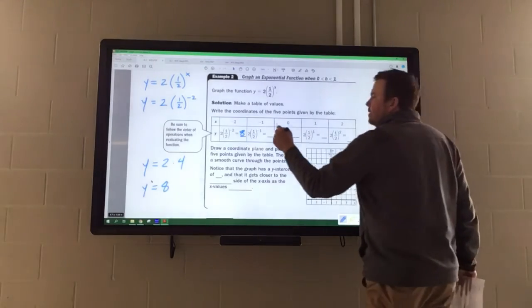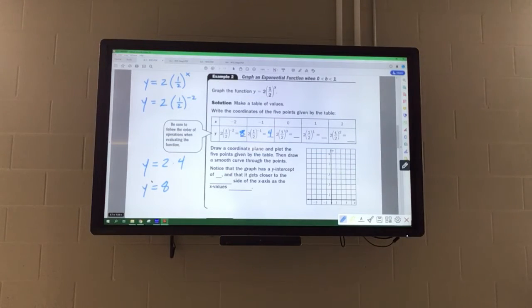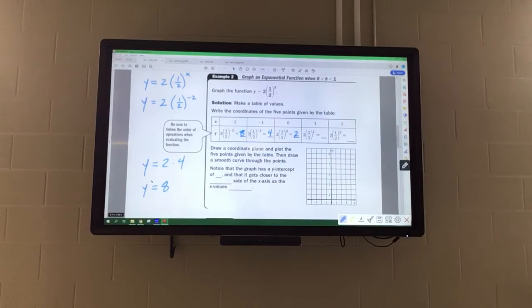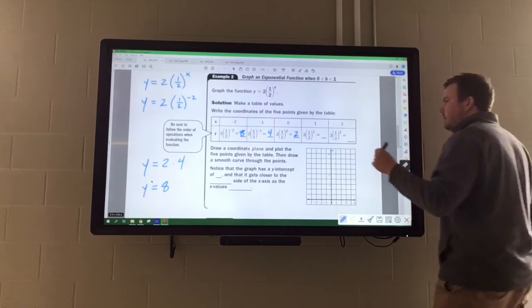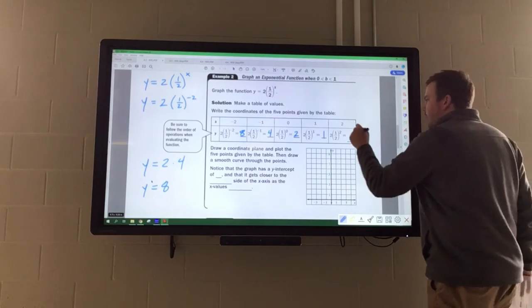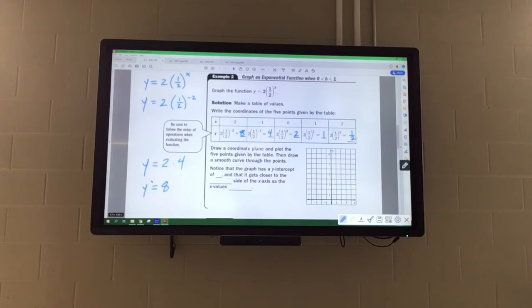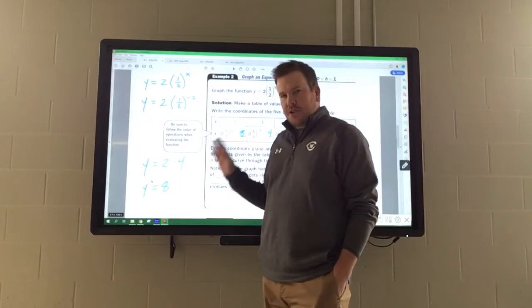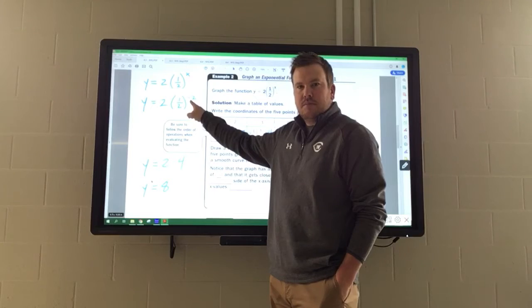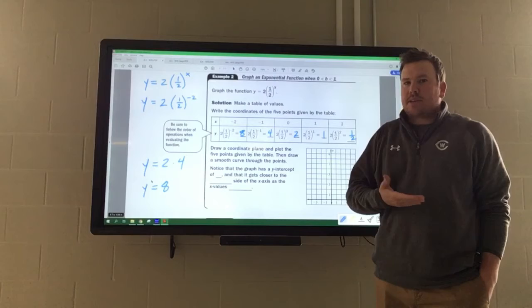When x is negative 1, y will be 4. When x is equal to 0, y will be 2. When x is equal to 1, y will be 1. And last, when x is equal to 2, y will be 1/2. To find all those values, I would use your calculator, and again, make sure to follow order of operations. The first thing you need to do is the 1/2 raised to whatever power you're using, and then multiply by 2. In order of operations, exponents come before multiplication.